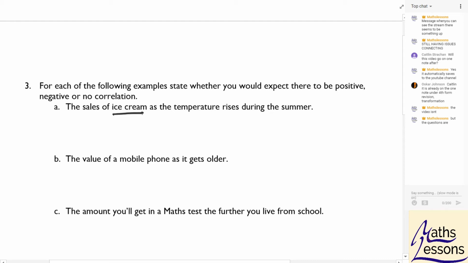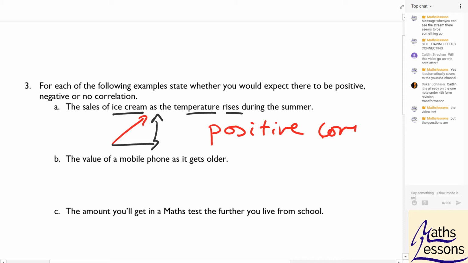Sales of ice cream as the temperature rises in summer. So as it gets hotter, so that's going to be our dependent variable, we'd expect the sales of ice cream to go up. So we'd expect that, sales of ice cream, as it gets hotter, we expect the sales of ice cream to go up. So therefore we expect an upward line. So that's a positive correlation, is what we expect there. Okay, so we expect a positive correlation.